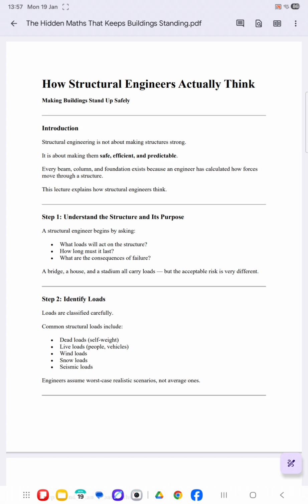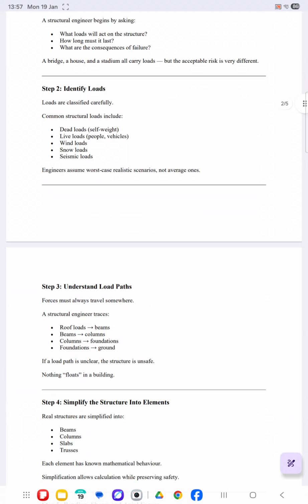In step 2, identify loads. Loads are classified carefully. Common structural loads include dead loads, self-weight, live loads, people, vehicles, etc. Wind loads, snow loads, seismic loads. Engineers assume worst-case realistic scenarios, not the average ones.